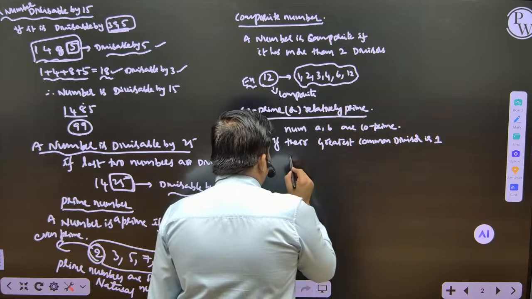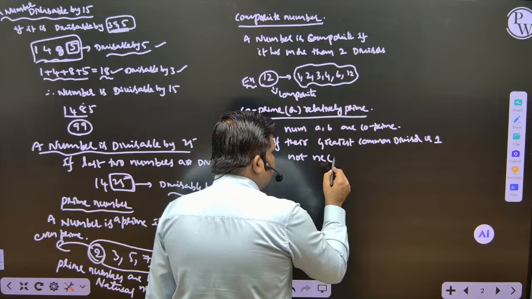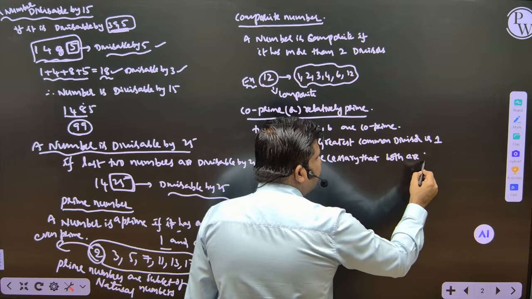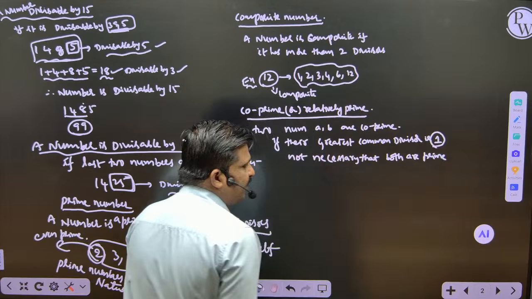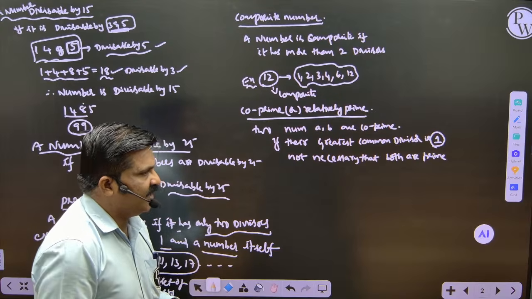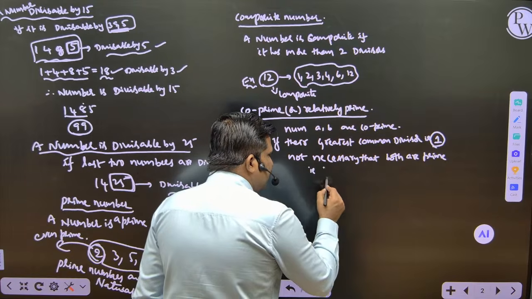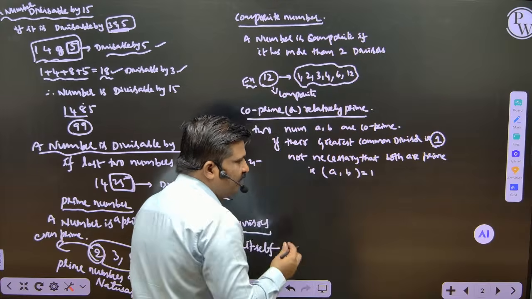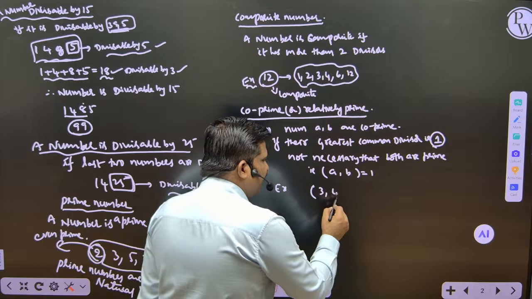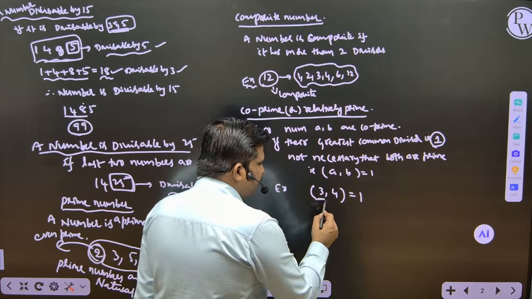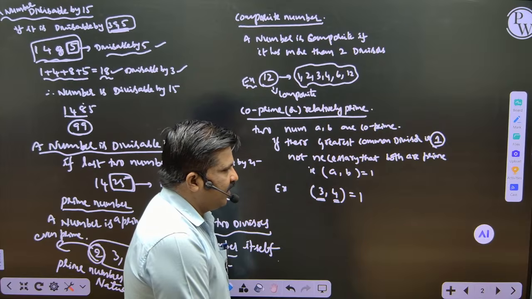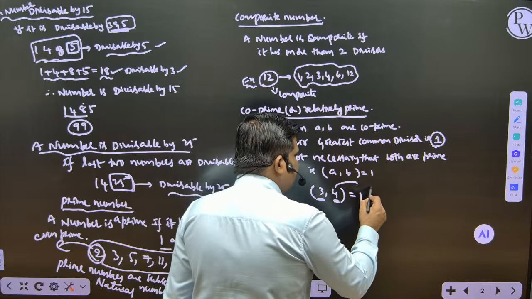1. Not necessary that both are prime, but their greatest common divisor should be 1. So the greatest common divisor of A, B should be 1. For example, 3, 4: 3 is a prime, 4 is not a prime, it is a composite number. However, their greatest common divisor is 1. That's why these two are called co-prime.